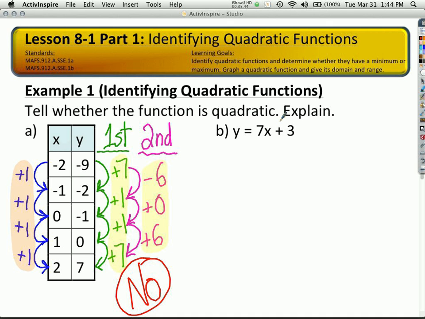So how can we tell? What are we looking for? Essence? That was it. She said that beautifully. If the highest exponent is 2, then it's quadratic. Otherwise, it's something else. What's the highest exponent in this one? Jamel? So a highest exponent of 1 means it's what? It's linear. So this is not quadratic. The answer here is no. Because the highest exponent is 1.